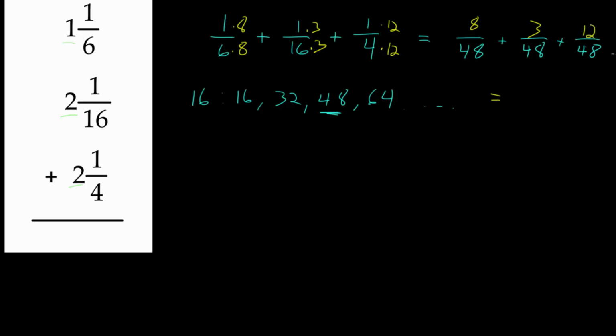Now, since they have the same denominator, we can just add straight across in our numerator. 8 plus 3 is 11, plus 12 is 23. So we have 23 over 48 for our fractional part. We already know our whole numbers add to 5. Since this fraction is not greater than 1, we don't need to carry anything over and make this a 6. So our final answer then will be 5 and 23/48ths.